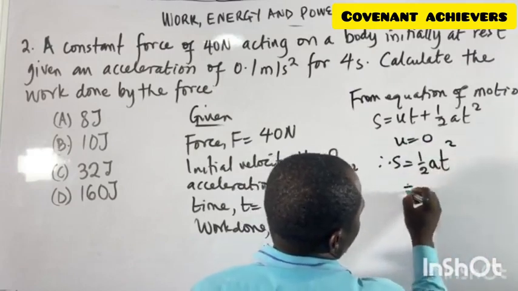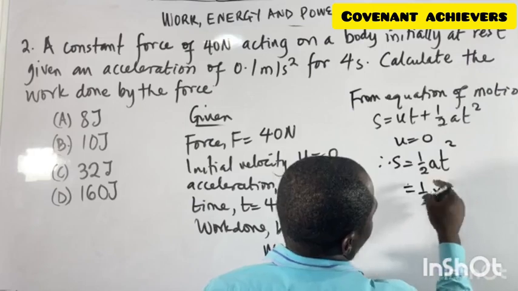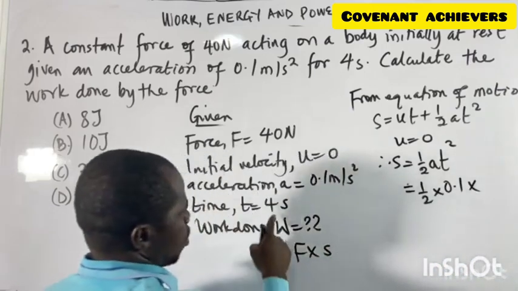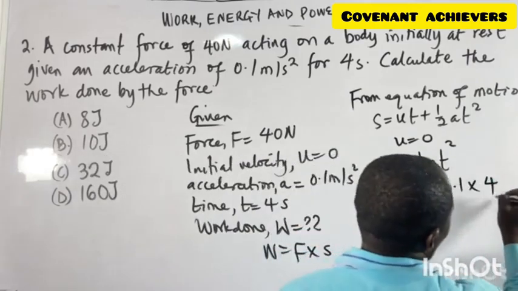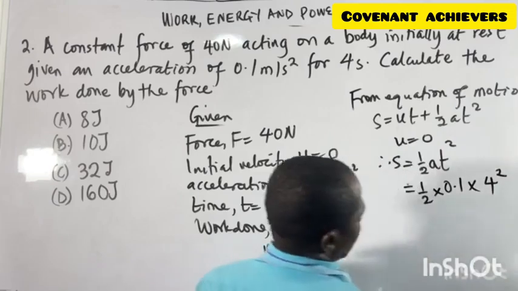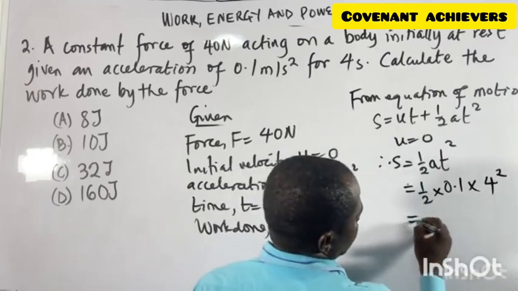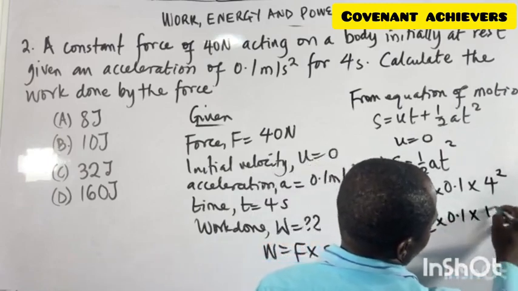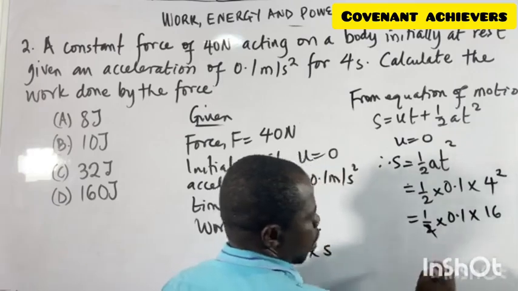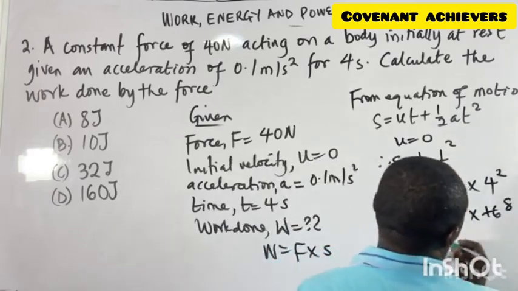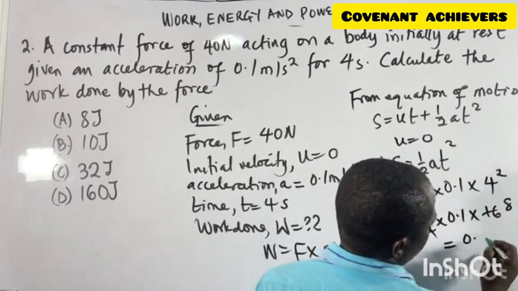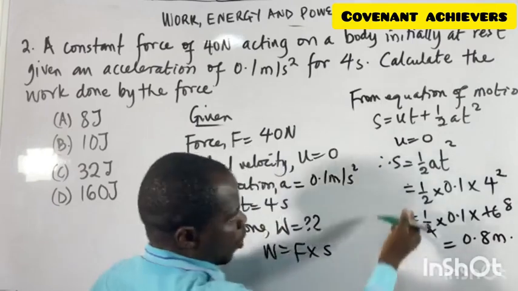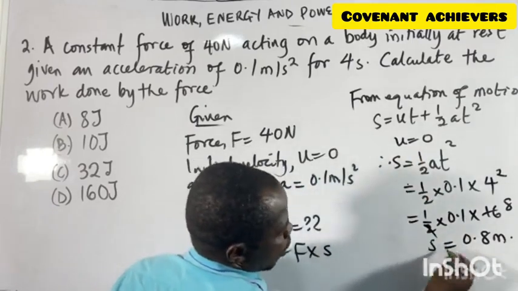That means x equals 1 over 2, acceleration is 0.1, then times t, that's 4 squared. And that's going to be 1 over 2 times 0.1 times 16. This cancels this, that's 8, and that will give us 0.8 meters. So we have calculated the distance, which is x, 0.8 meters.